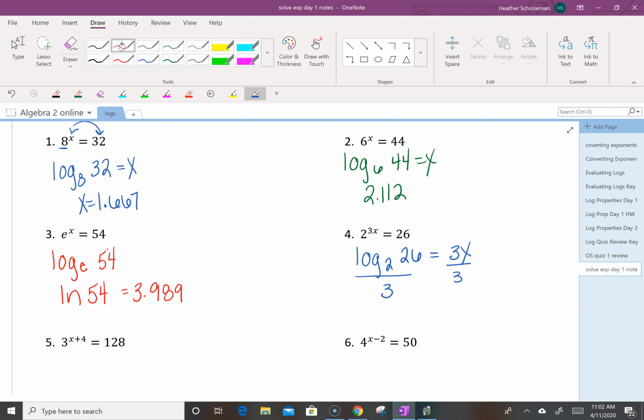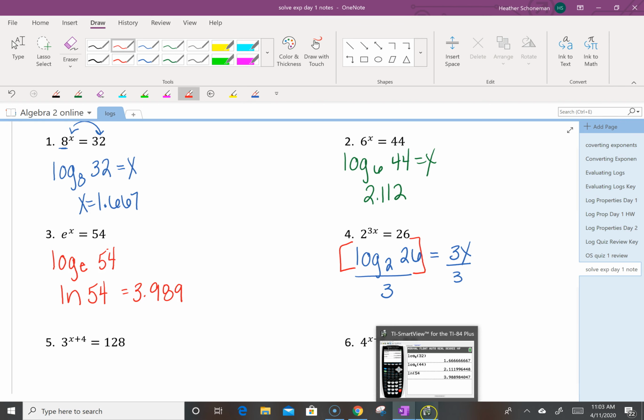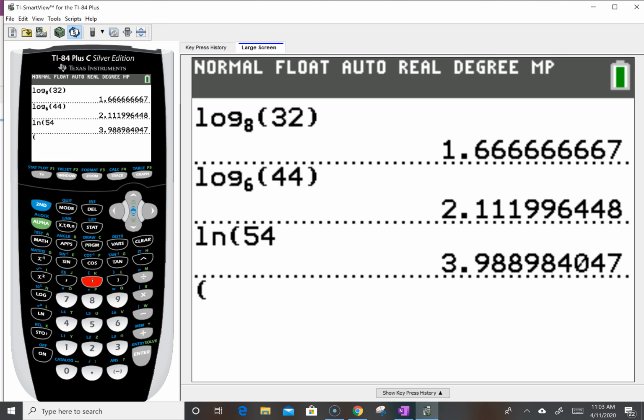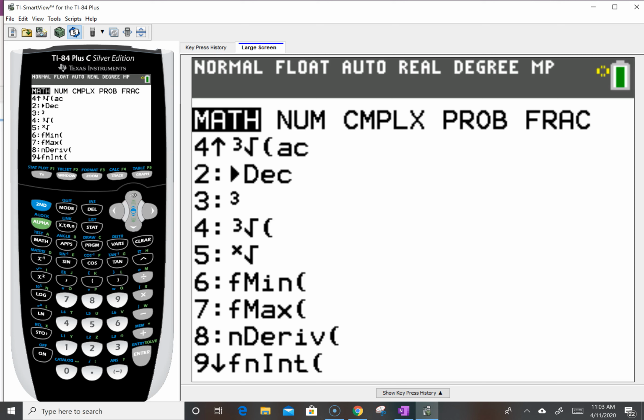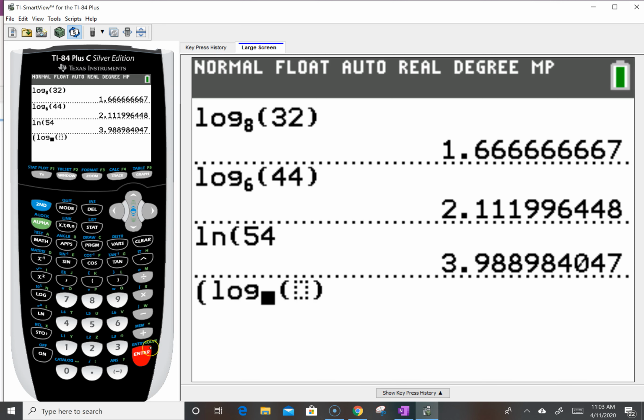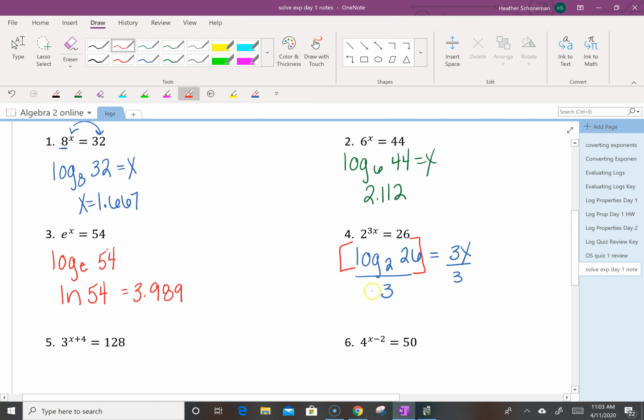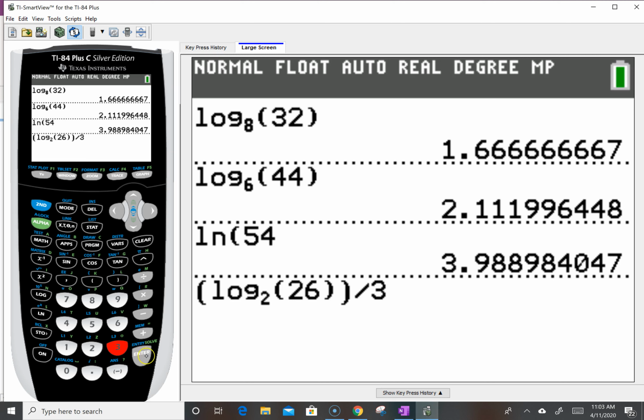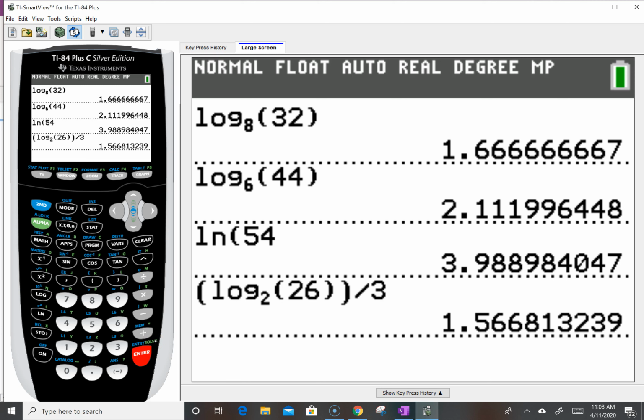In our calculator, we need the calculator to know that we want it to do this part first and then divide by 3. So the way we're going to write that is we're going to put that top part in parentheses. So we do a parentheses, then go to math, option A, and then it's log base 2 of 26. Now this first parentheses to the right of the 26 is the end of the log, but we want to put a second one so it matches the first one. For every left parentheses, you need a right parentheses. Okay, divided by 3, and to 3 decimal places, 1.567.